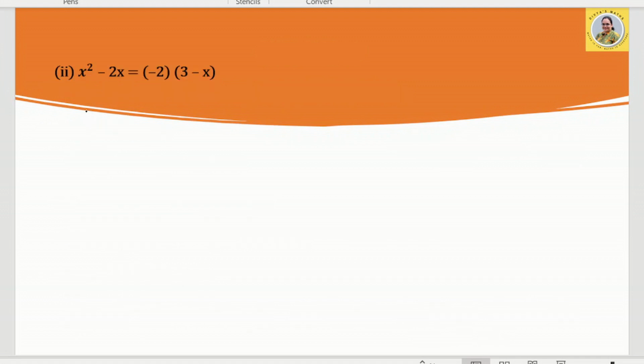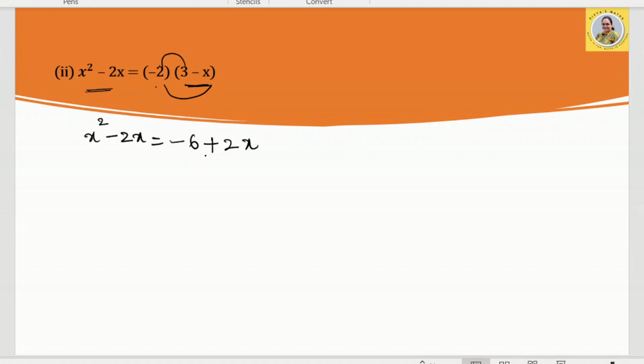So, let us solve the next question, which is x square minus 2x is equal to minus 2 into (3 minus x). Let us take the LHS term as it is, which is x square minus 2x is equal to, in the RHS we will multiply (3 minus x) with minus 2. First we will multiply 3 with minus 2 and then we will multiply minus 2 with x. So, minus 2 into 3 is minus 6. Minus into minus, which is plus. 2 into x is 2x.